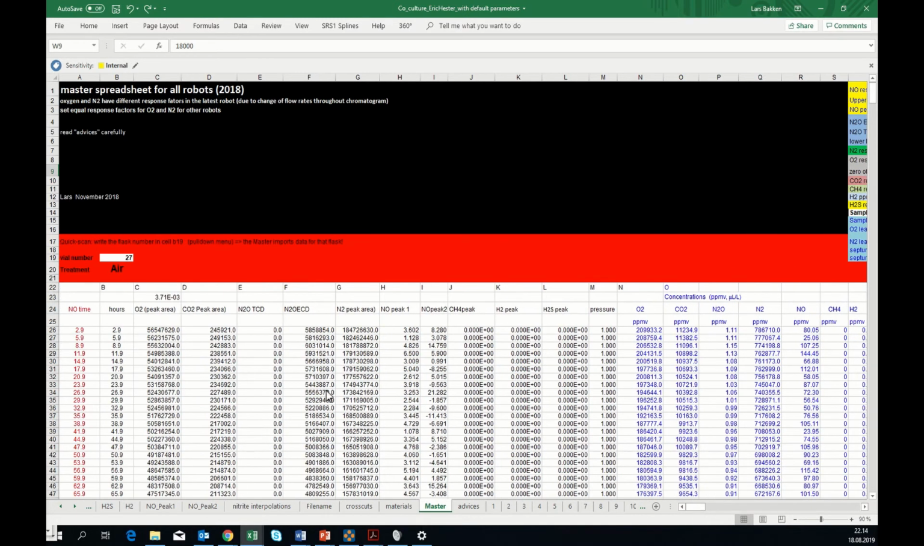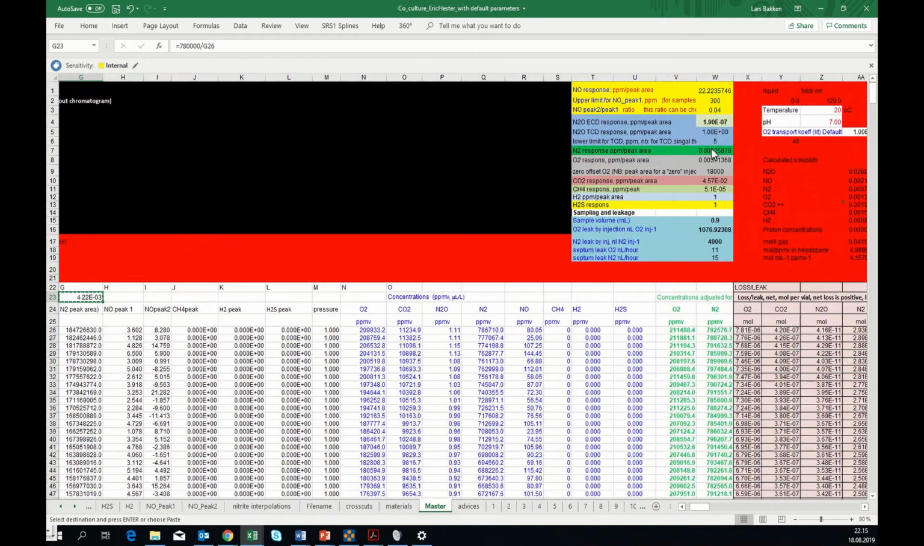So we will do the same exercise with nitrogen. In most cases you will have identical ppm per peak area values for nitrogen and oxygen because the two gases are almost identical with respect to thermal conductivity. But in our design of the new robot, there is a ramping up of flow rate between the two peaks, and therefore we have different response factors. So we do the same exercise again, but this time 780,000 divided by the first peak of N2, get a number which is different from that one, and we copy that onto the N2 response factor, and again paste it as value, not as a function. We start at 780,000.